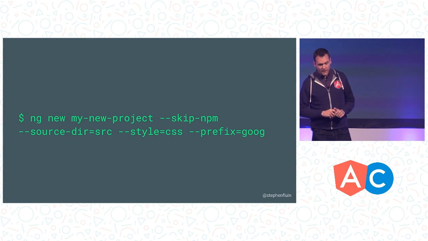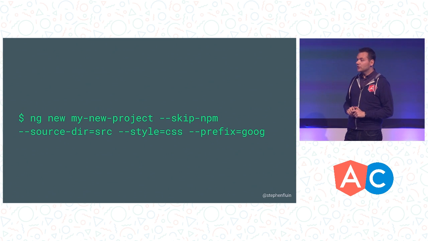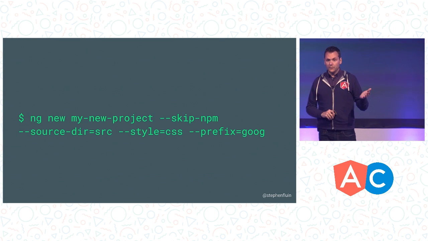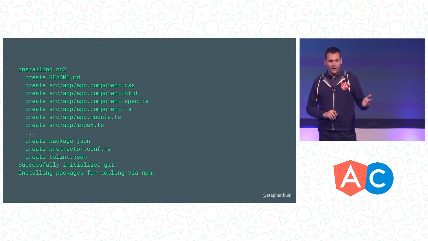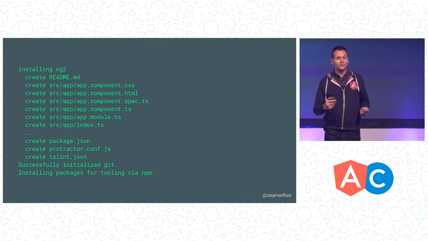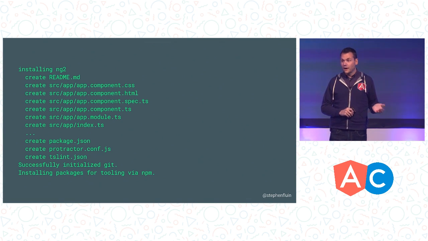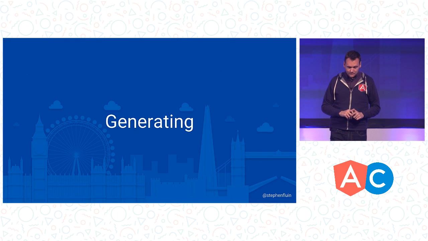So here's an example usage of the ng new command. There's also an alias for ng init if you're already in the directory you want to be targeting. And then here we're going to be skipping the npm install, and I'm going to be saying, please put it in the source directory, as I normally would. I want to use normal CSS for all of my styles. And then because I work for Google, I'm going to use the goog prefix. And that's going to follow a very simple process of installing, inflating all of those files, replacing any of the variables that existed there. And then it's going to move on from there.